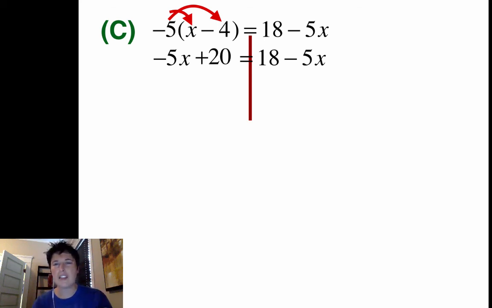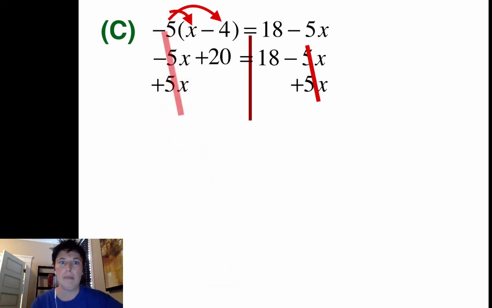Let's get the x's together. Let's isolate the variable. So let's add the 5x to the other side. Here's where it gets weird. When you add the 5x to the other side, well, look what happens. -5 plus 5 cancels out. This is where the variables go away. There are no more x's. All we have is 20 equals 18. And 20 doesn't equal 18. That doesn't make any sense.